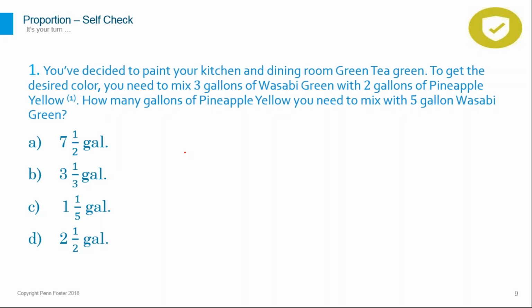So set up the proportion, decide which color is going to go on the top and which color is going to go on the bottom of the fraction. And you need 2 fractions. Put the factual information on one fraction, usually the left one, and then the other fraction will have the one known value, the 5 gallons of wasabi green, and the one unknown value, which is the gallons of pineapple yellow. I'm just going slowly through that because I really want you to do that question and see what you got at the end.